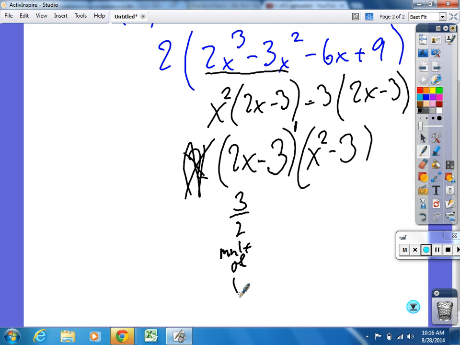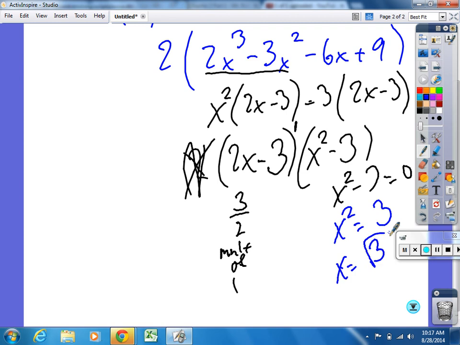Okay, what's the value that makes this guy 0? Well, let's set him equal to 0. That's a 3. We add the 3. Square root it. Oh, shush. That's my answer, right? No! Thank you, Tyler. It is a plus or minus.